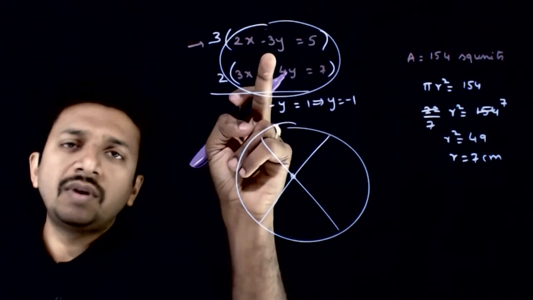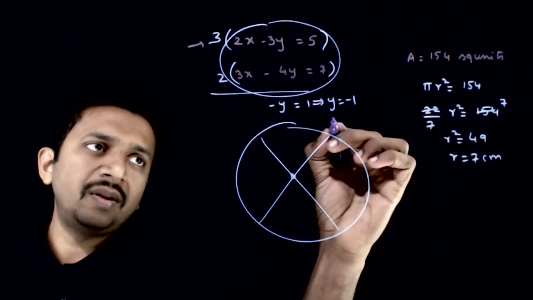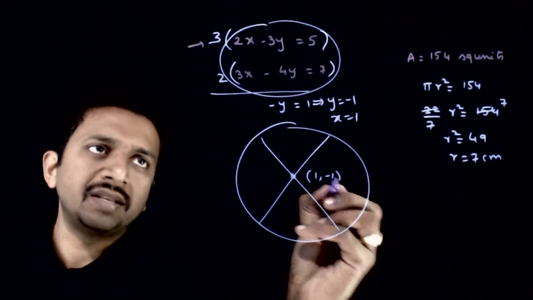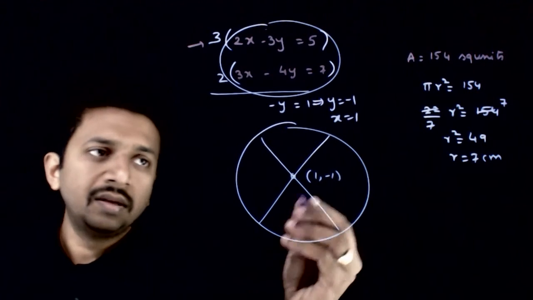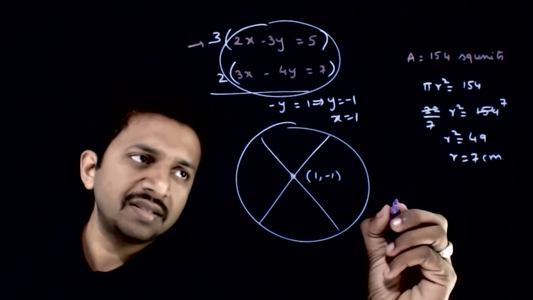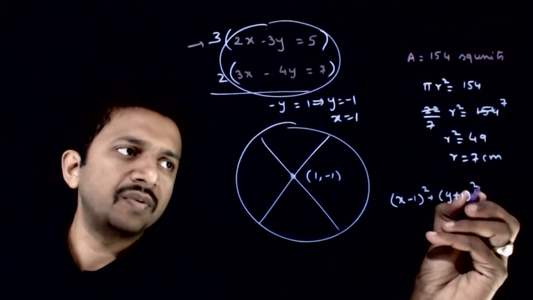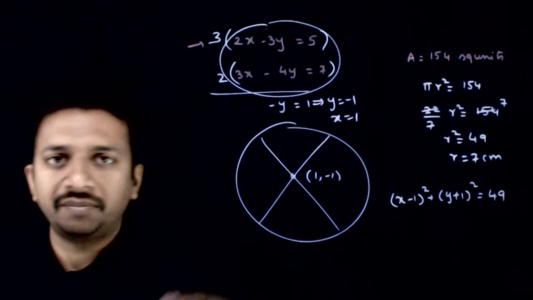So if you put y is equal to minus 1 here, x will be equal to 1. And the center of the circle is (1, minus 1). So once you got the center, you got the radius. The equation is x minus 1 whole square plus y plus 1 whole square is equal to 49.